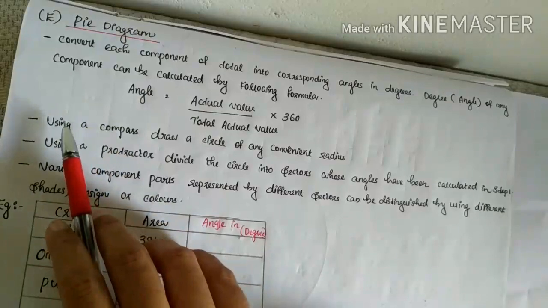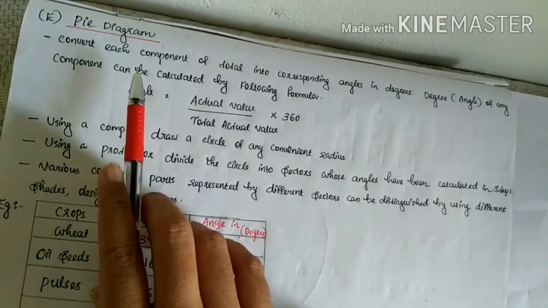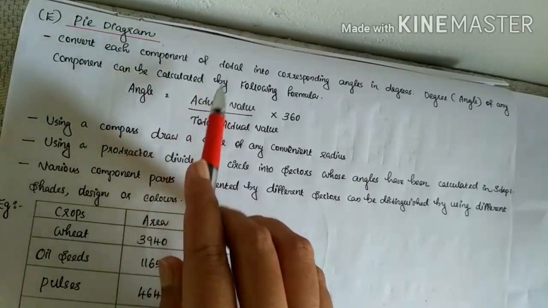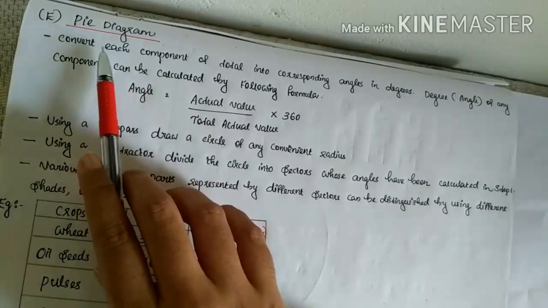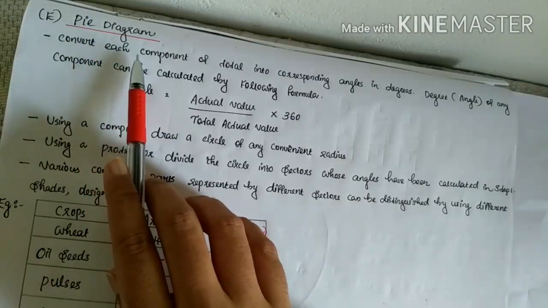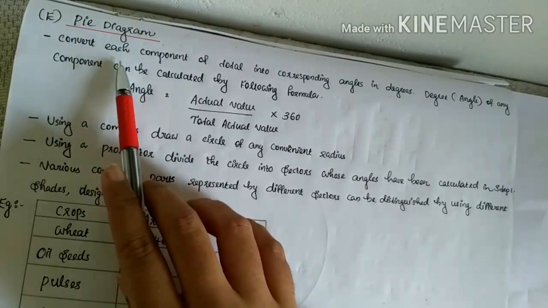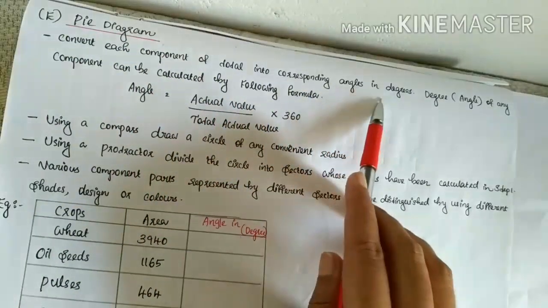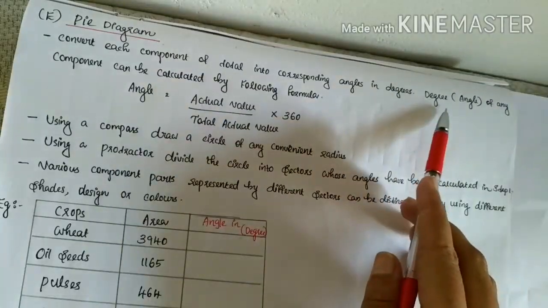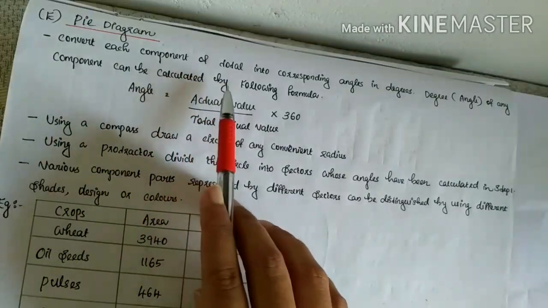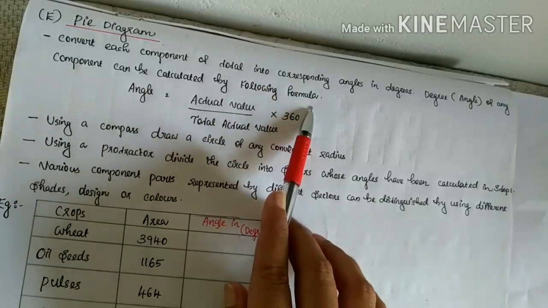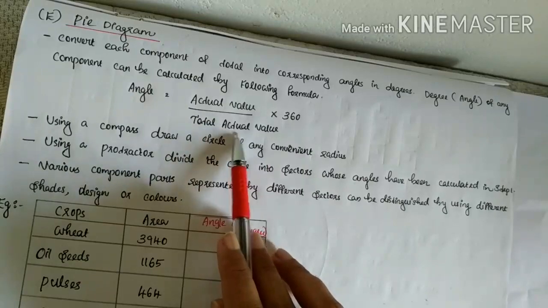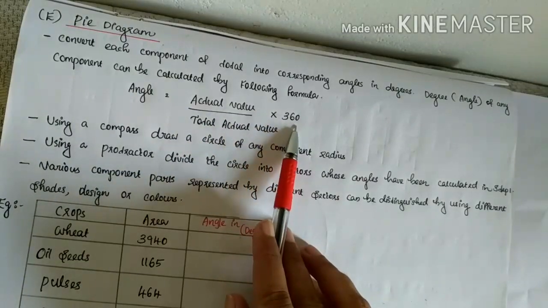The last type of diagrammatic representation is the pie diagram. The shape of the pie diagram is a circle. The first procedure for drawing a pie diagram is to convert each component of the total into corresponding angles in degrees. The degree or angle of any component can be calculated using the following formula: angle or degree is equal to actual value divided by total of the actual value, into 360.